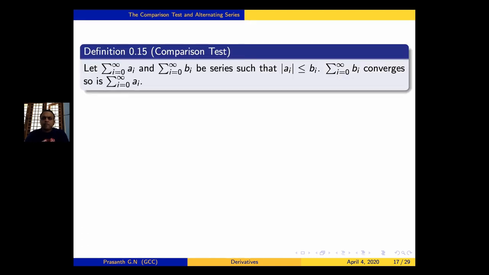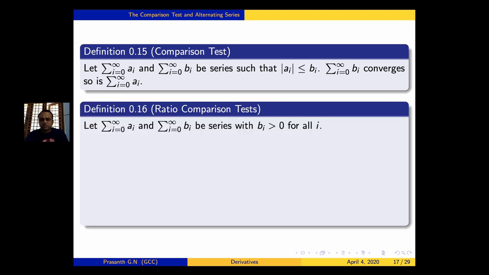We now have the comparison test. Let the sum of a_i from i equal to 0 to infinity and the sum of b_i from i equal to 0 to infinity be series such that modulus of a_i is less than or equal to b_i. If the sum of b_i converges, then the sum of a_i will also converge.